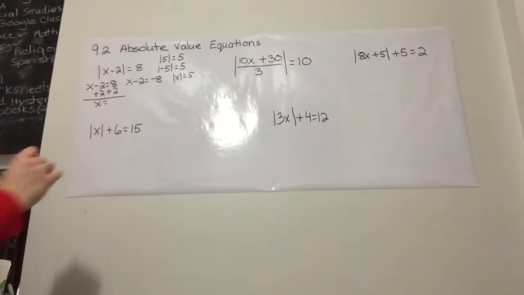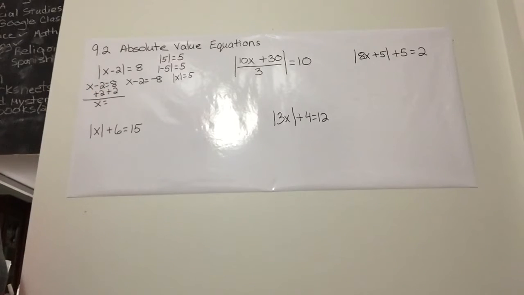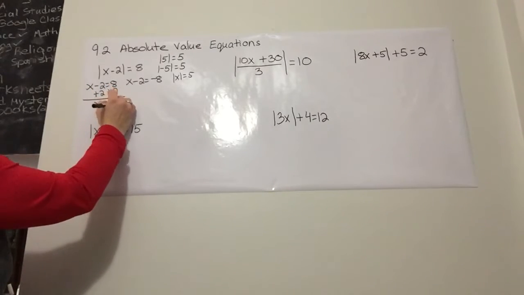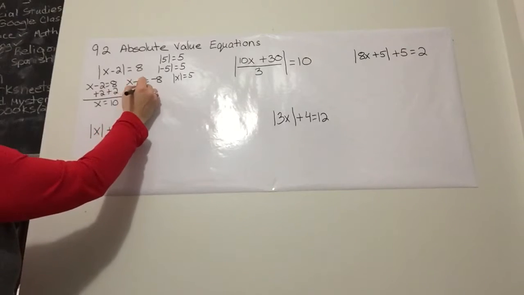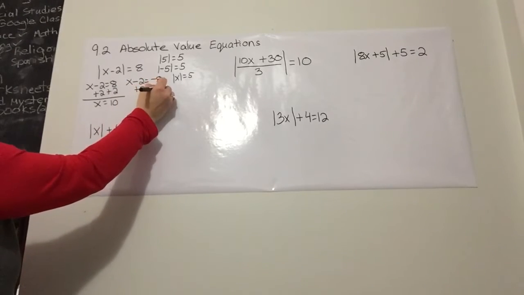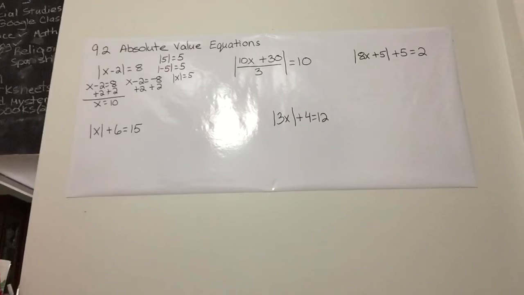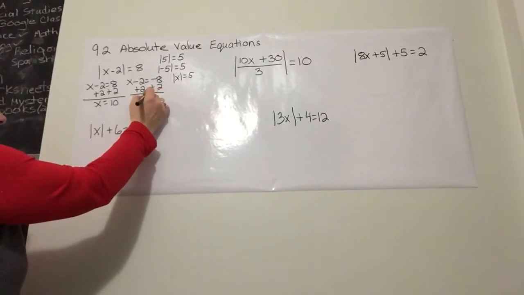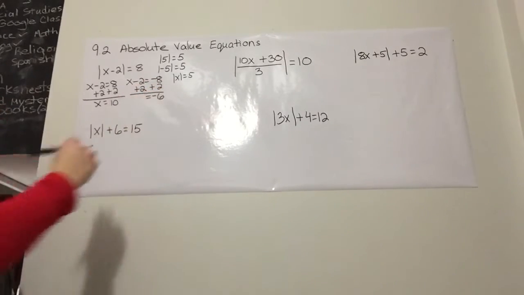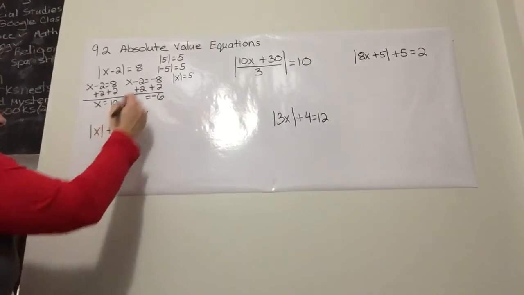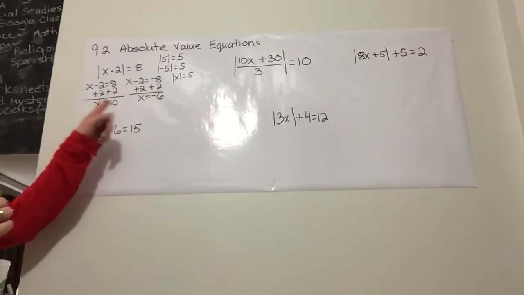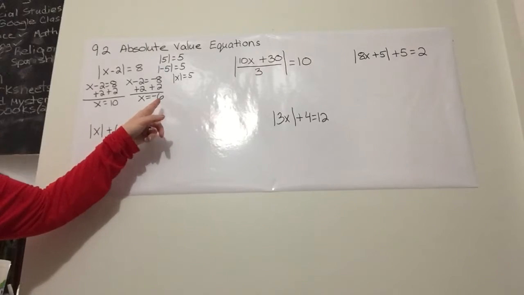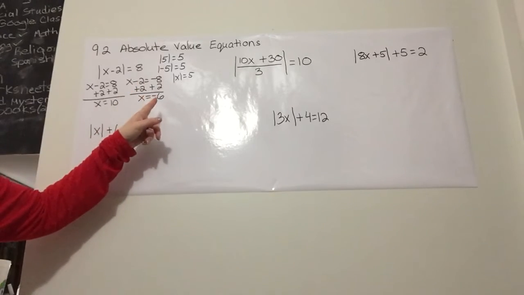X equals, what is 8 plus 2, Colin? 10. Very good. Now here, I'm going to add 2 to each side. Negative 8 plus 2 is what? 10. No. Negative 8 plus 2 is negative 6. Okay? So X equals 10 and negative 6. You have to have both.